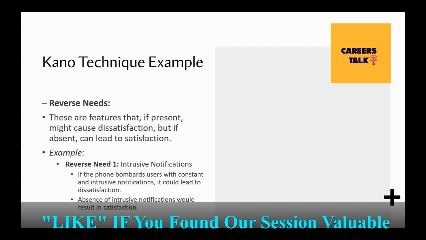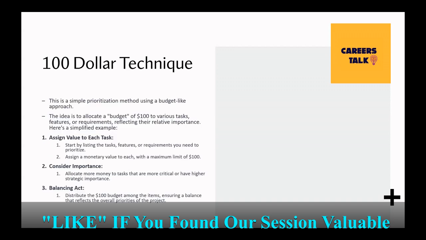Then the reverse needs are features that, if present, might cause some dissatisfaction, but if absent, can lead to satisfaction. Let's say the phone bombards users with constant and intrusive notifications. It can lead to a lot of dissatisfaction, because I keep getting a lot of notifications every now and then. That's something I would personally not like, and that's how it leads to dissatisfaction. If it is not there, it can raise my satisfaction level. That's why we call it the reverse needs in the Kano technique.